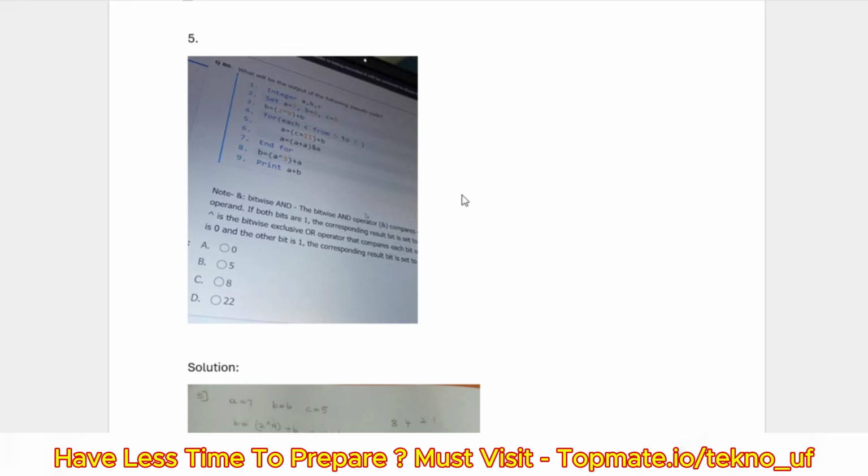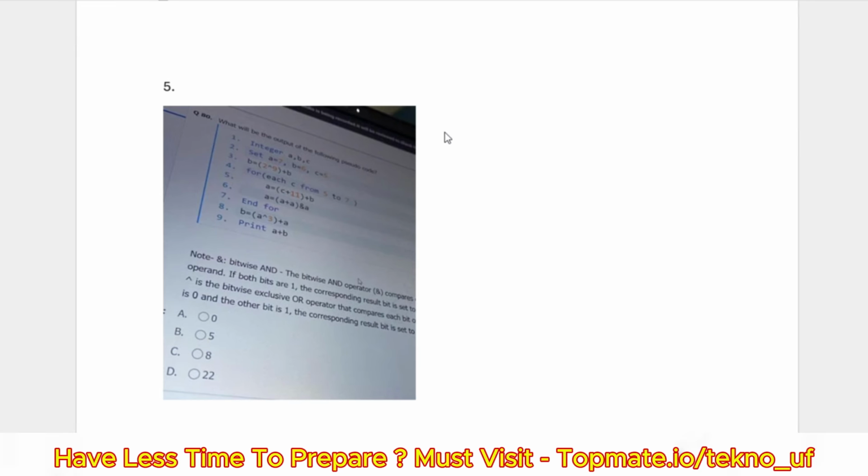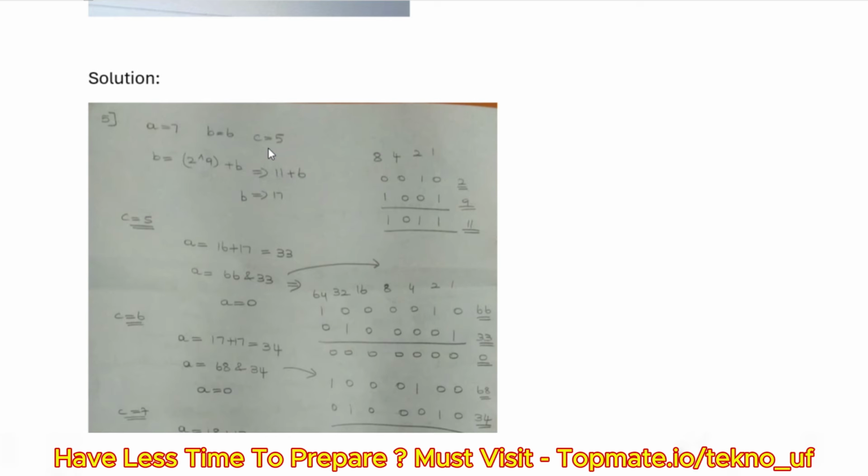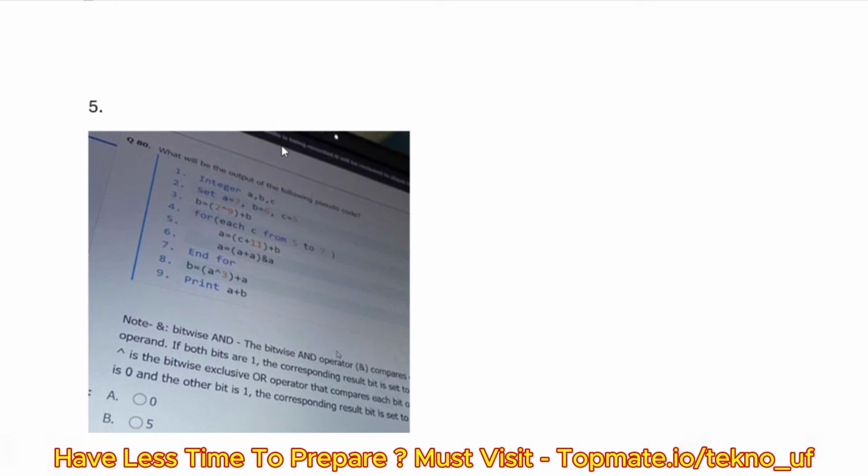Final question of this video. You will be having A, B, C variables set to integer data type, and they have also been initialized: A equal to 7, B equal to 6, and C equal to 5.